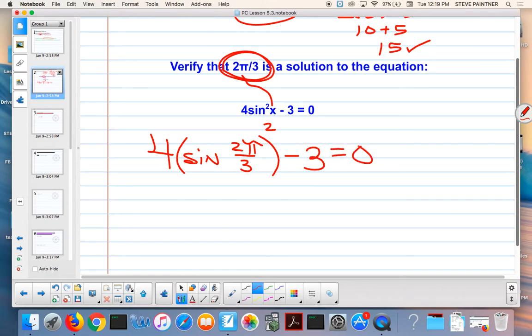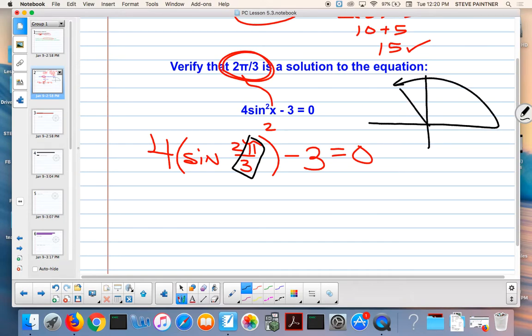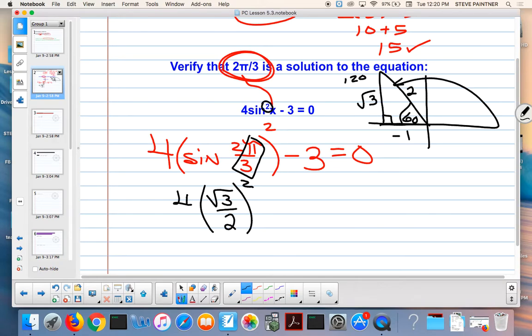Now, is everybody okay with 120? This is really what? 60 times 2, 120. So you're about there. If that's 120, what's the reference? 60, right? So this is square root of 3, this is 1, negative, this is 2. So what is sine of 2/3 pi? Square root of 3 over 2. But it's not sine of x, it's sine of x squared. So don't forget to square.